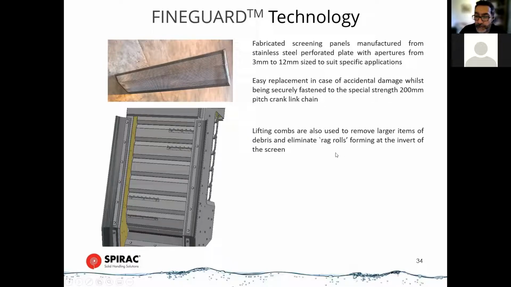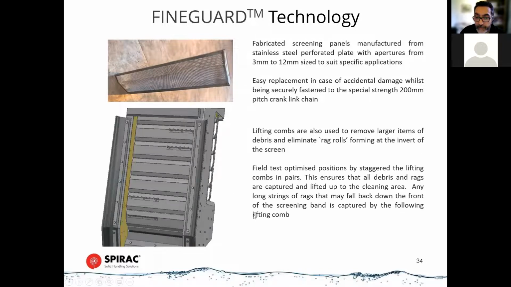I think I also mentioned that when you've got the screen inclined at 70 or 75 degrees, potentially you can get debris falling back or large debris not being picked up in the channel. We put these elevator combs in pairs on every 5th or 6th panel. This actually prevents what we call rag rolling in front of the screen. You get a carpet roll, which can build up if you don't put these elevator plates on. So it breaks up all the screenings that are floating on the wastewater in front of the screen and allows them to be carried up to be discharged.